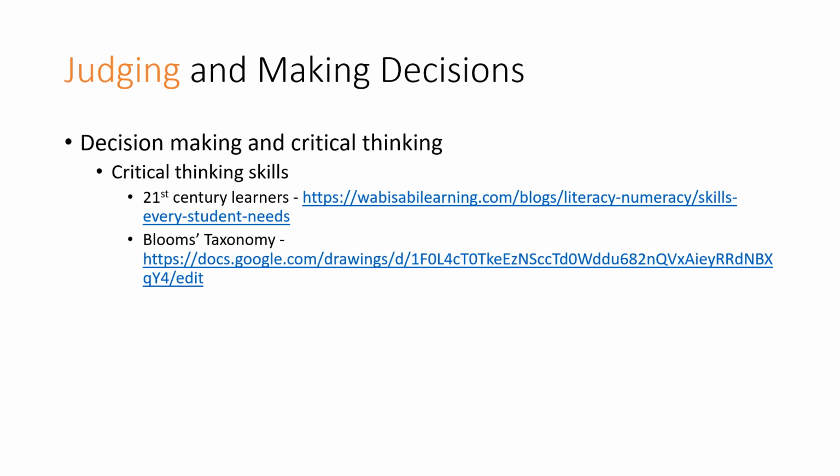The other thing to think about with critical thinking skills around decision making is to think about Bloom's taxonomy. So what level of Bloom's taxonomy are we in when we're using critical thinking skills? And how do we get our students there to those levels on Bloom's taxonomy?